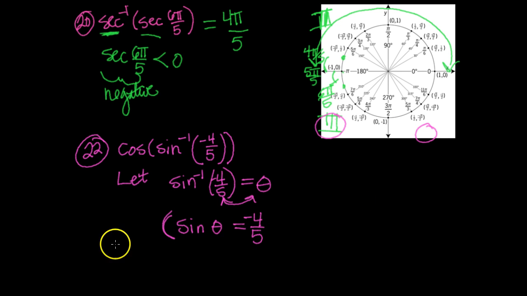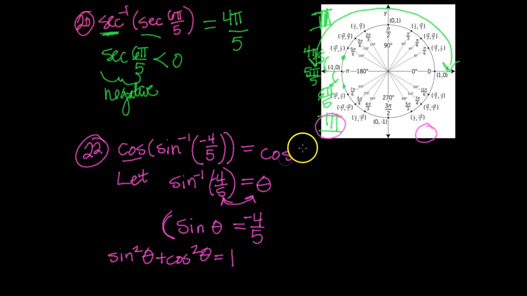Well, actually, I'm going to use the Pythagorean theorem on this one. Remember, the Pythagorean theorem is sine squared theta plus cosine squared theta equals 1. I'm trying to find what cosine theta is, because now, since I did that substitution, I'm looking for cosine theta. I'm going to substitute what I know.